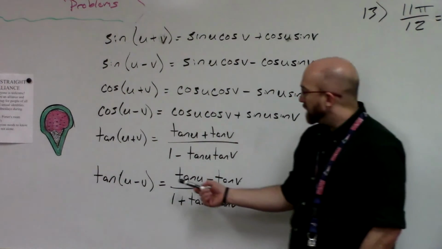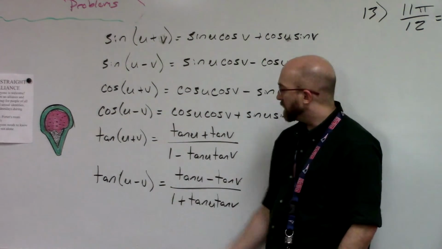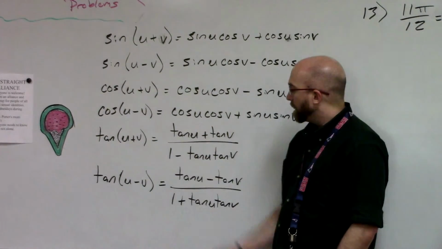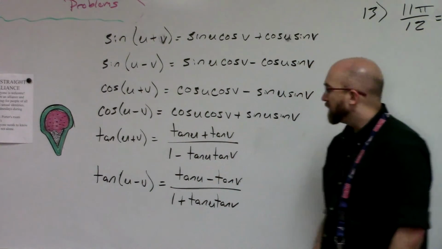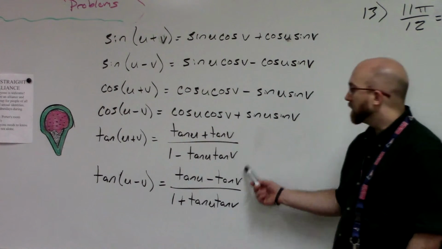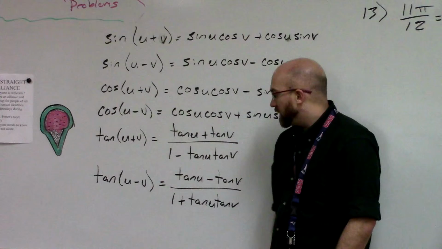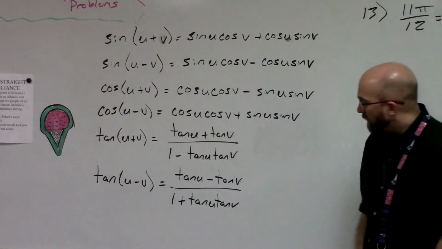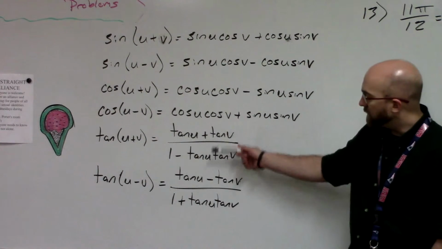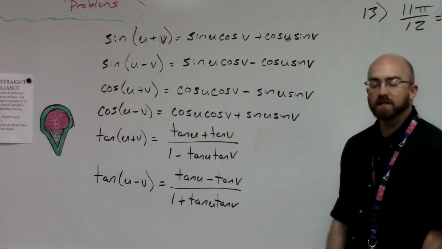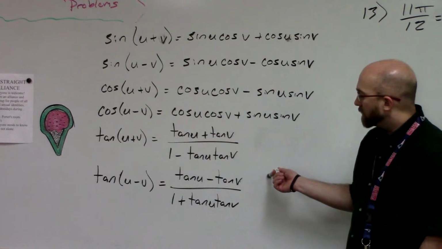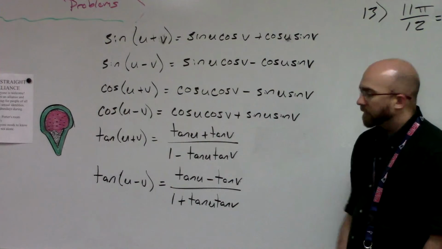Then tangent, tangent's kind of a pain, but it's tangent u plus v equals tangent u plus tangent v, plus stays the same on the top, then 1 minus tangent u times tangent v. A lot of students get this mixed up on the bottom. And then tangent u minus v equals tan u minus tan v over 1 plus tan u tan v. So for tangent, the fractions, the top and bottom change. So you may want to take a minute, pause it, to write those down, and we'll do some examples.